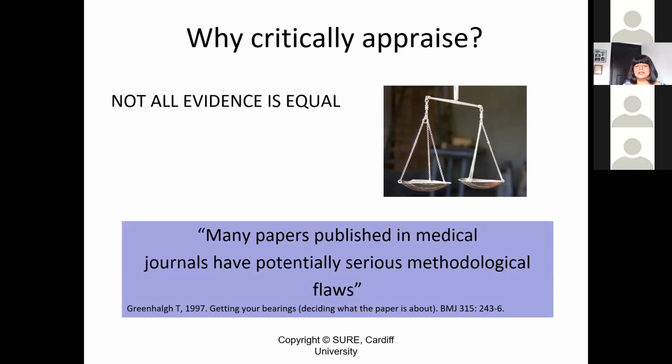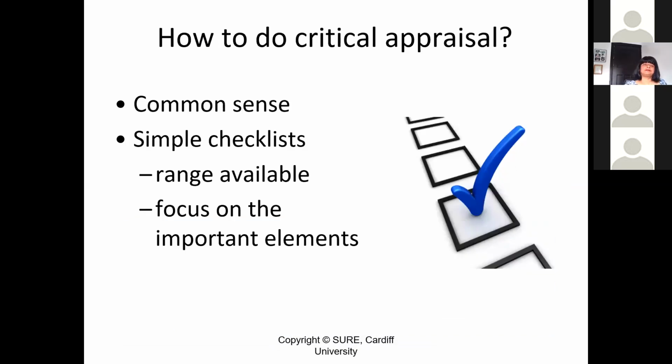Many papers published in medical journals have potentially serious methodological flaws. And you may read the abstract, and the abstract may be saying one thing compared to the main body of the paper. The figures might be wrong. So it's really important that we quality assess each and every paper that you're going to include in your review. And of course, to do critical appraisal, you need common sense, but along with that, there are simple checklists.